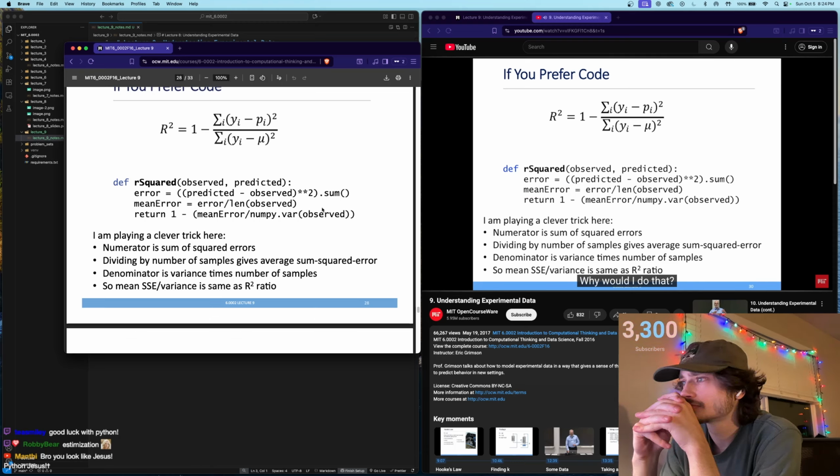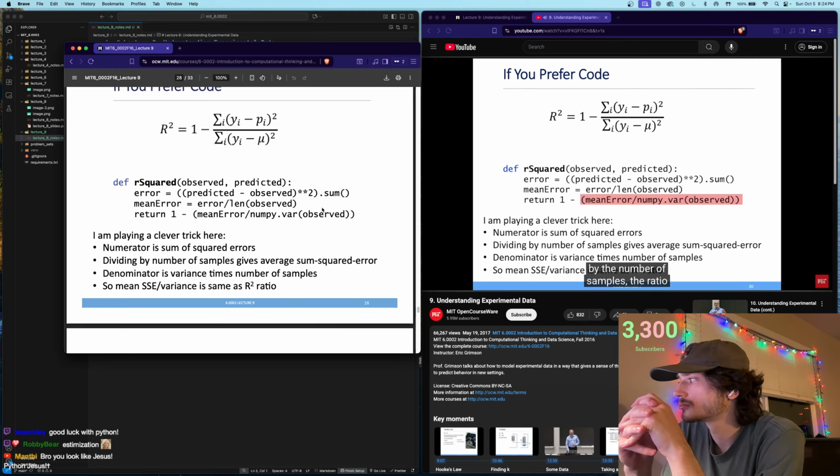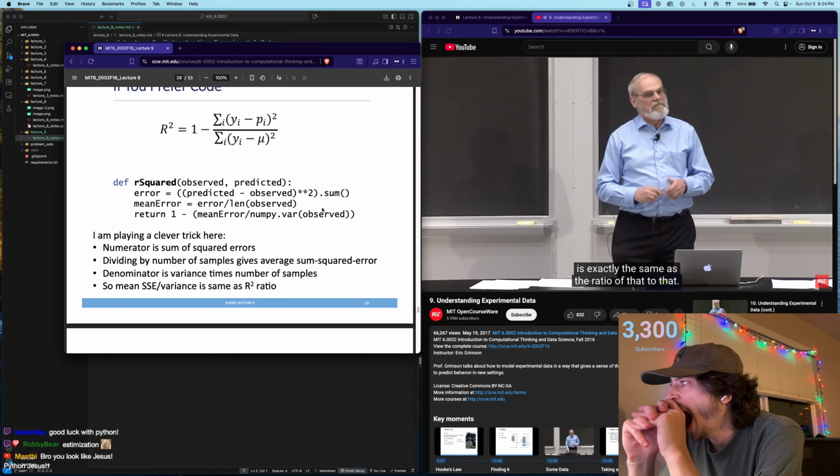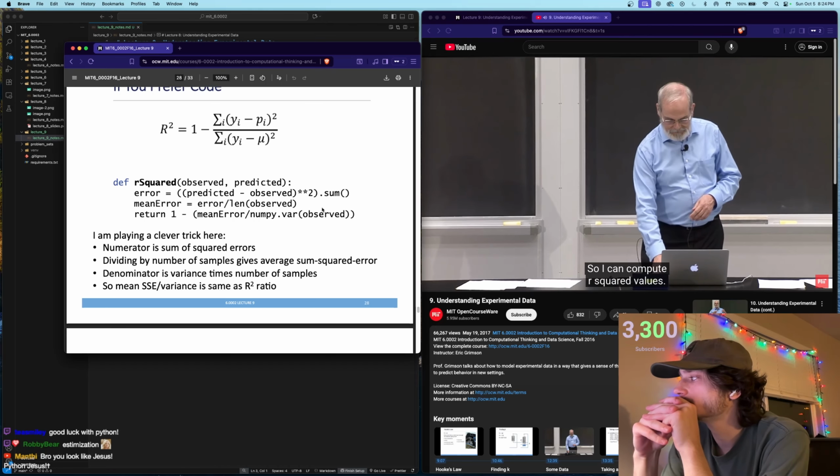I could write a little loop to compute it, but in fact, I've already said, what is that? If I take that sum and divide it by the number of samples, that's the variance. So that's really nice. Right here I can say, get the variance using the NumPy version of that, of the observed data. And because that has associated with a division by the number of samples, the ratio of the mean error to the variance is exactly the same as the ratio of that to that. Little trick. This lets me save doing a little bit of computation. So I can compute R squared values.